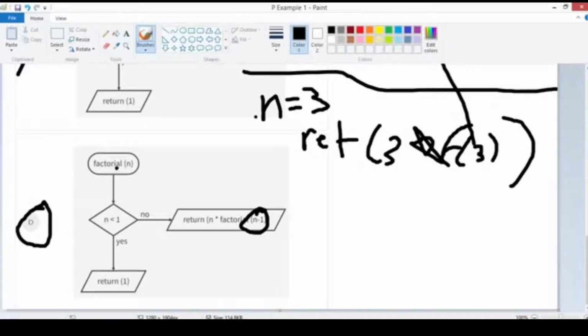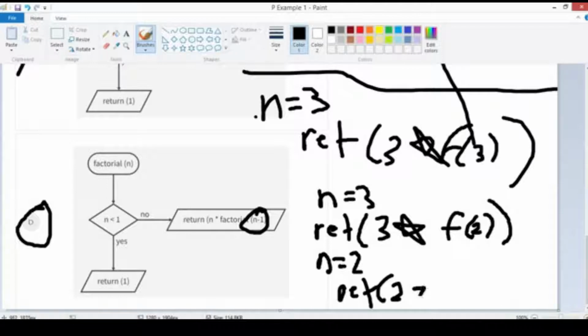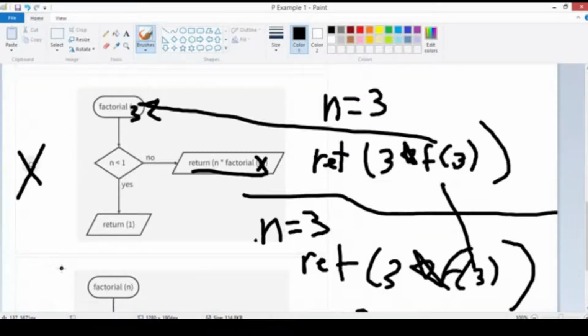And we can start solving it, as you may notice. If we do n equals 3, n is not less than 1, so we return 3 times f of 2, which is going to give us return 2 times f of 1, which will go on until we get to 0, and then multiply them back up for 2 times 3, equaling 6. And that's how we get that one.